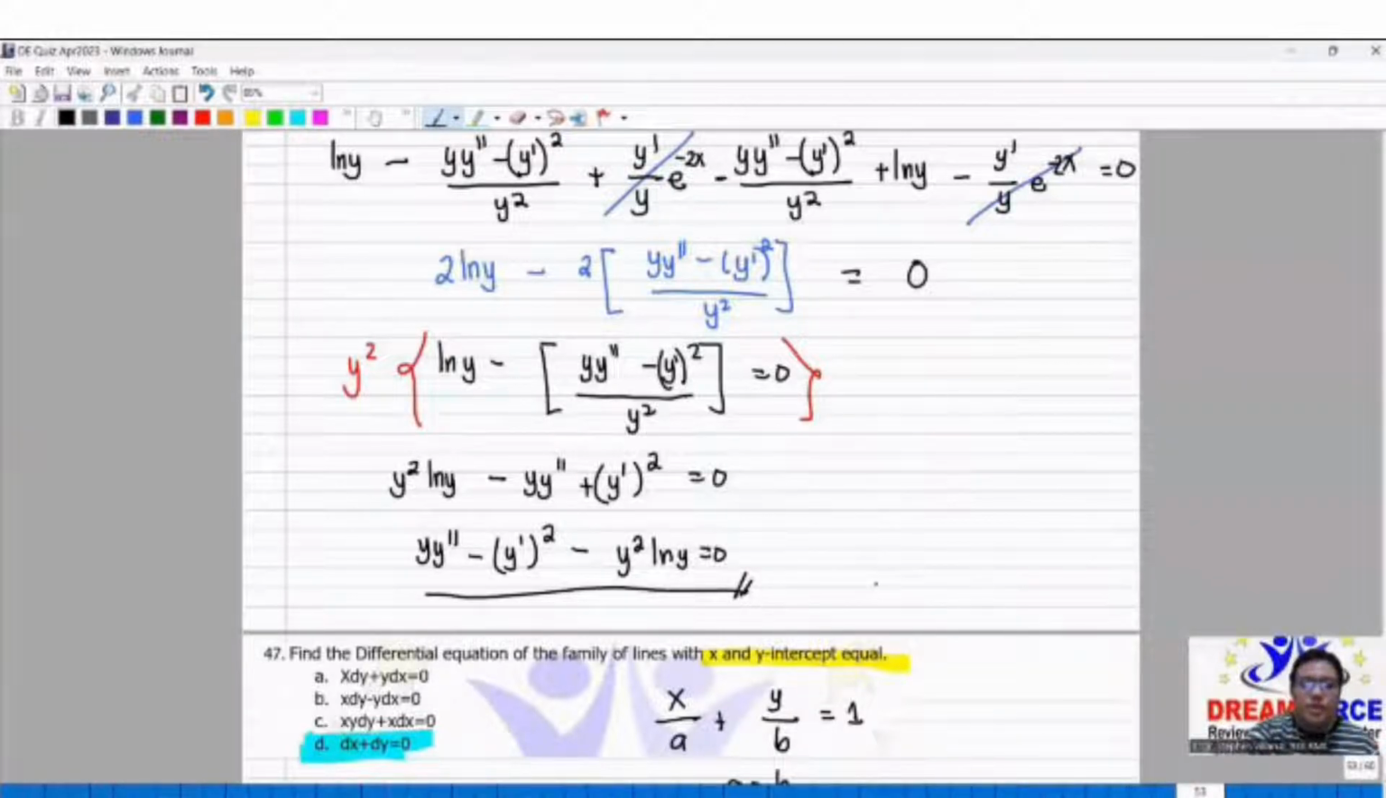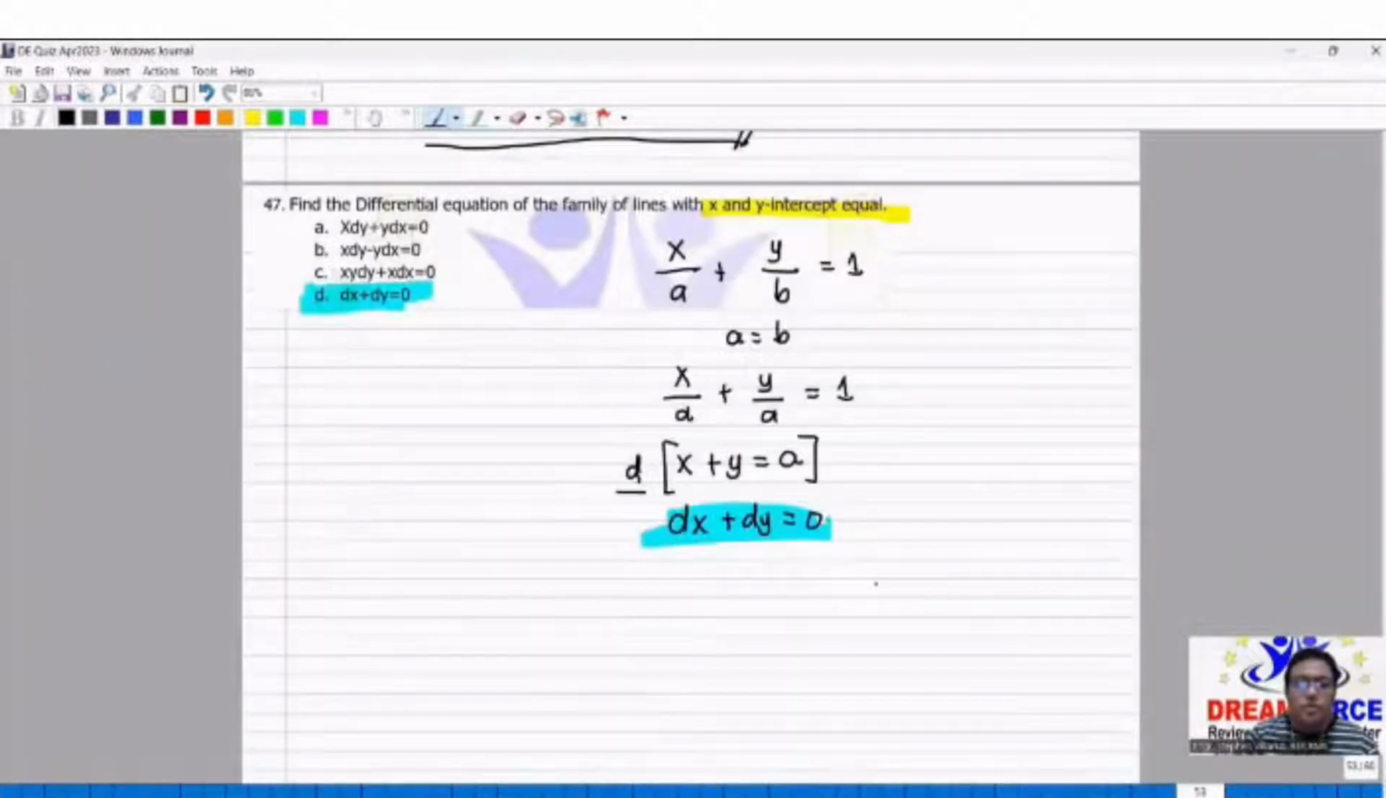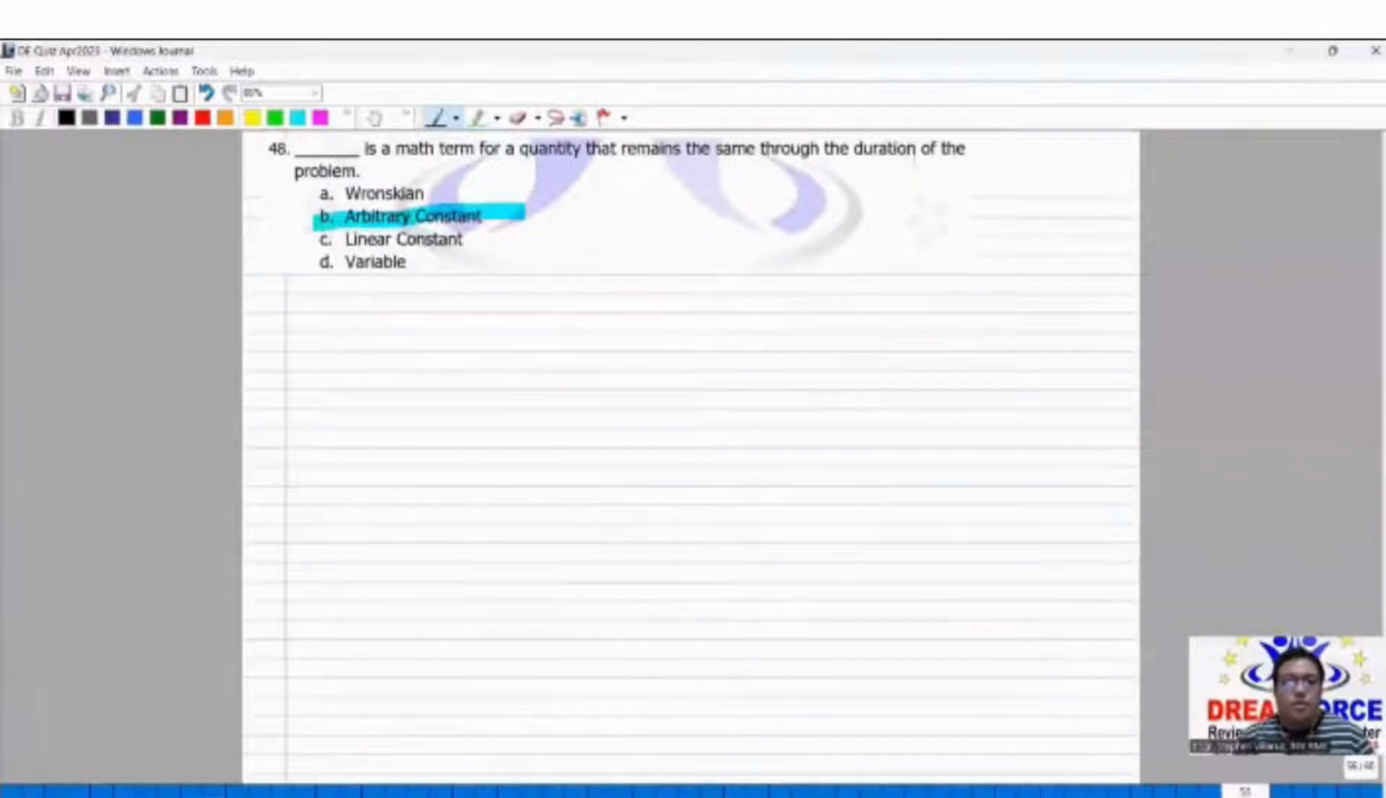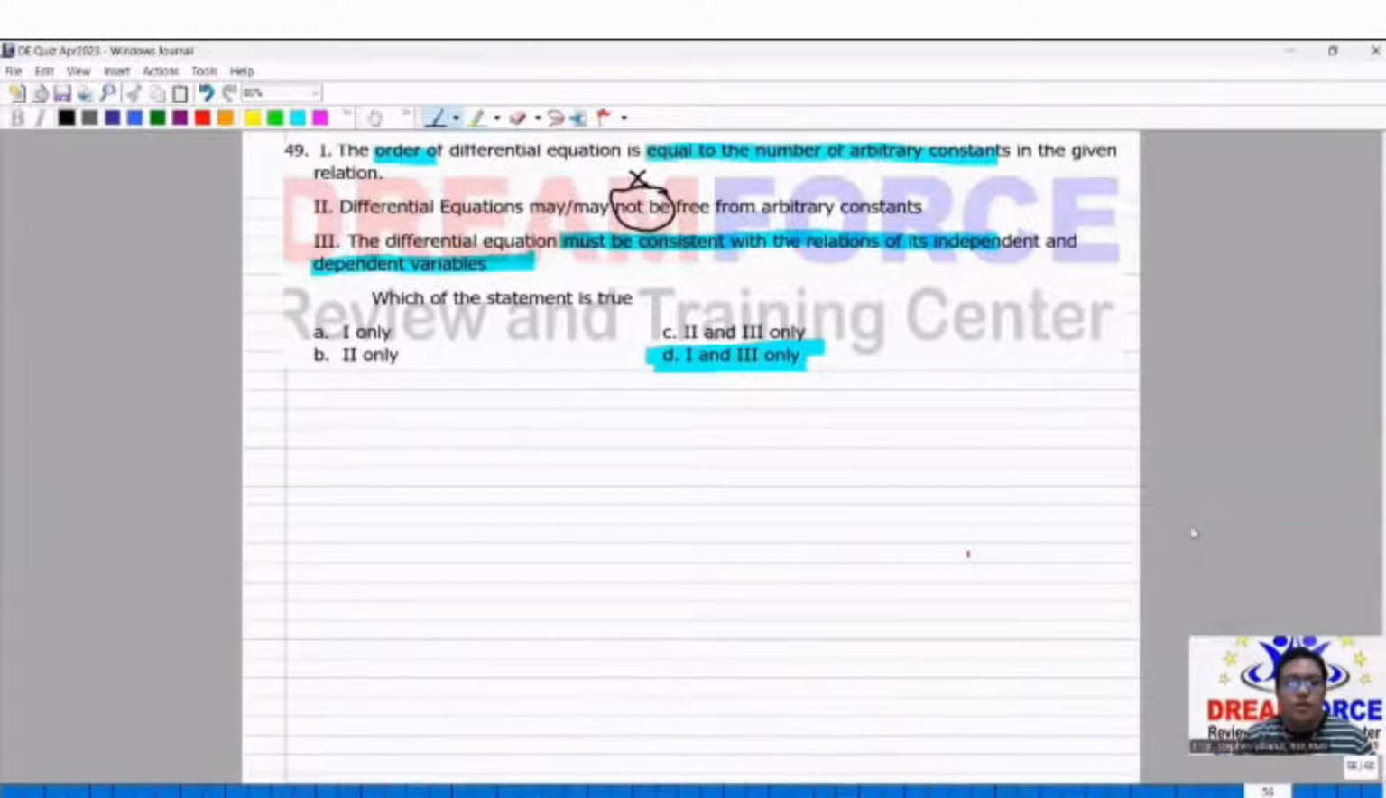Okay. Number 47. Dog. So this is using intercept form. Mas madali kasi makita yung intercepts dito. Okay? Dog yung sagot dito. Next, number 48. Boy. Number 48, boy. 49, 1 and 3 only.